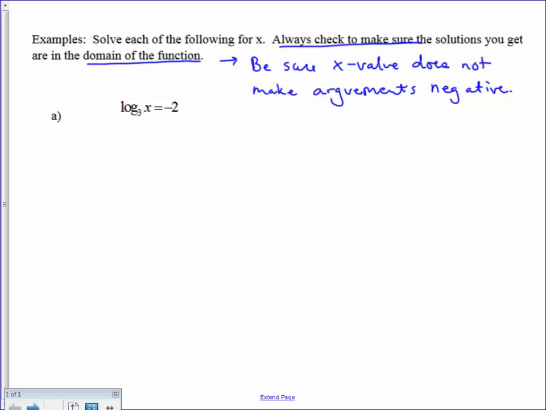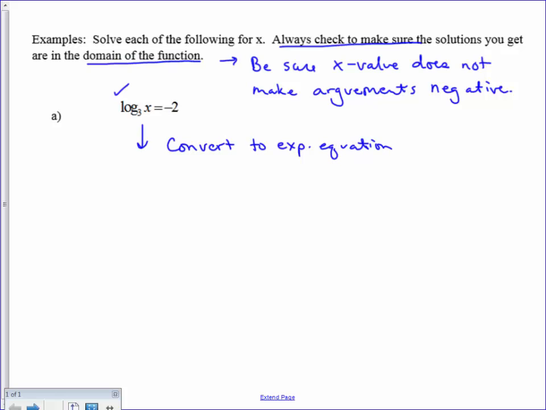If you have a log equation like this particular one that has a constant value, the first thing you want to do is get a single log on the left-hand side. That's already done for us. The second thing you want to do is convert this log to an exponential equation. So I will make a note to convert to an exponential equation.